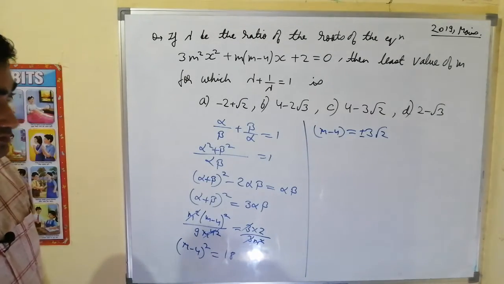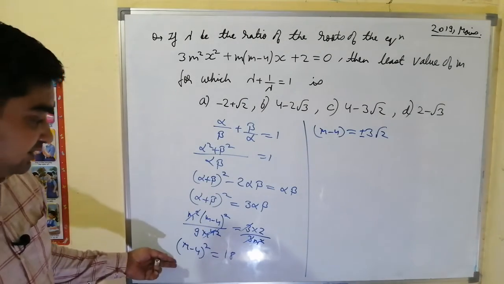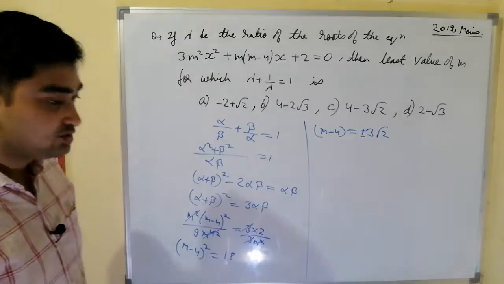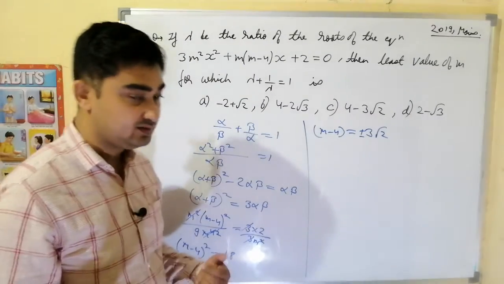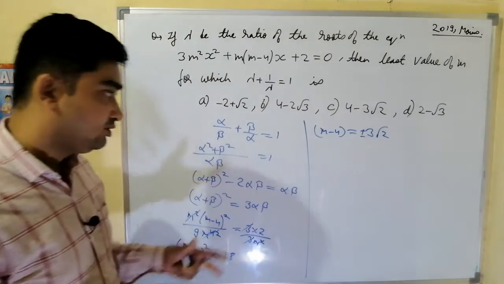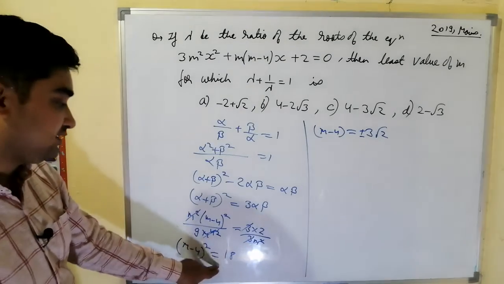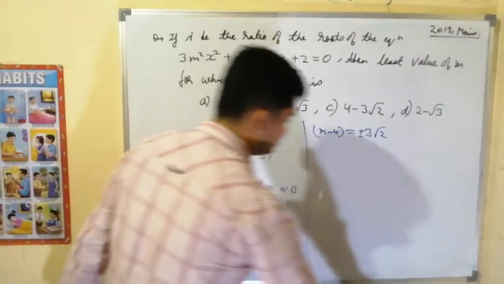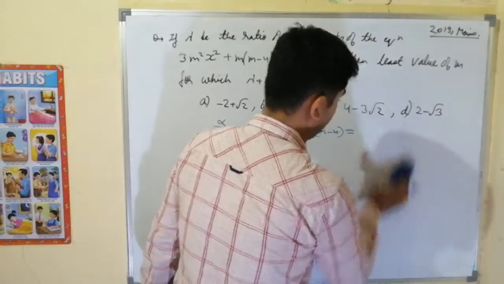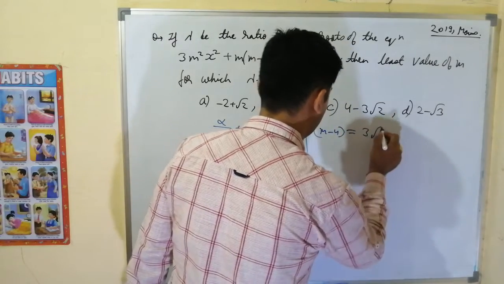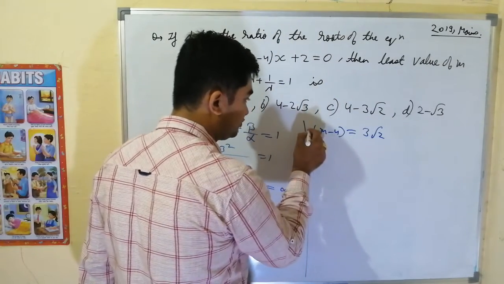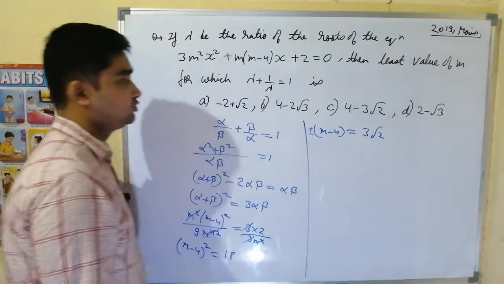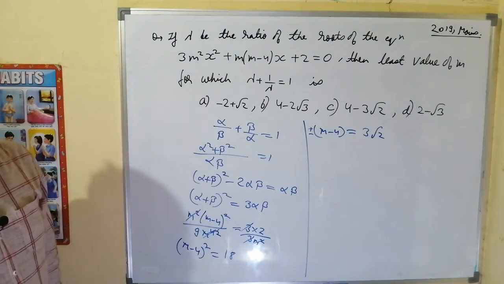Why? Because after taking the under root, the sign of the number or roots we are reducing. So to get the original roots, we have to take plus and minus. Or otherwise we should actually write this as under root of 18 is 3 root 2, but under root of m minus 4 whole square is plus or minus of m minus 4.